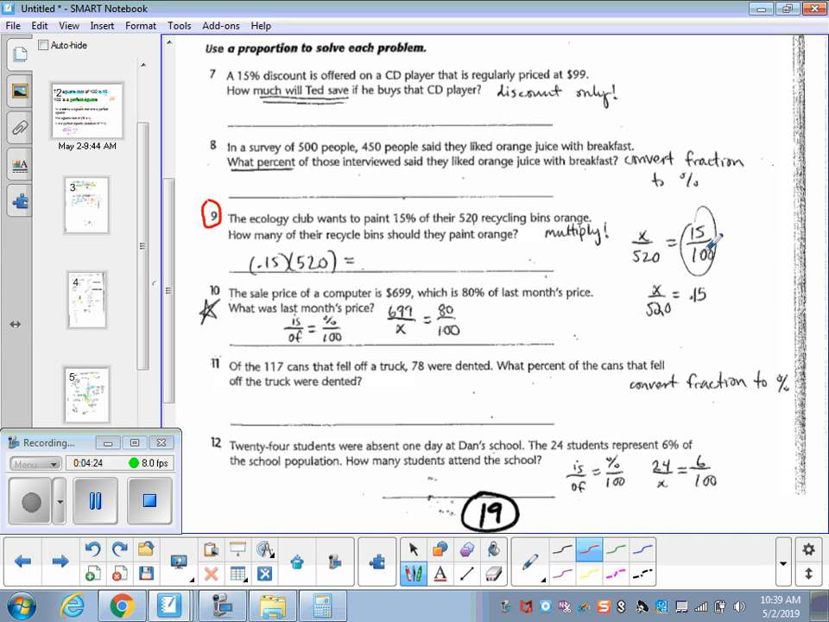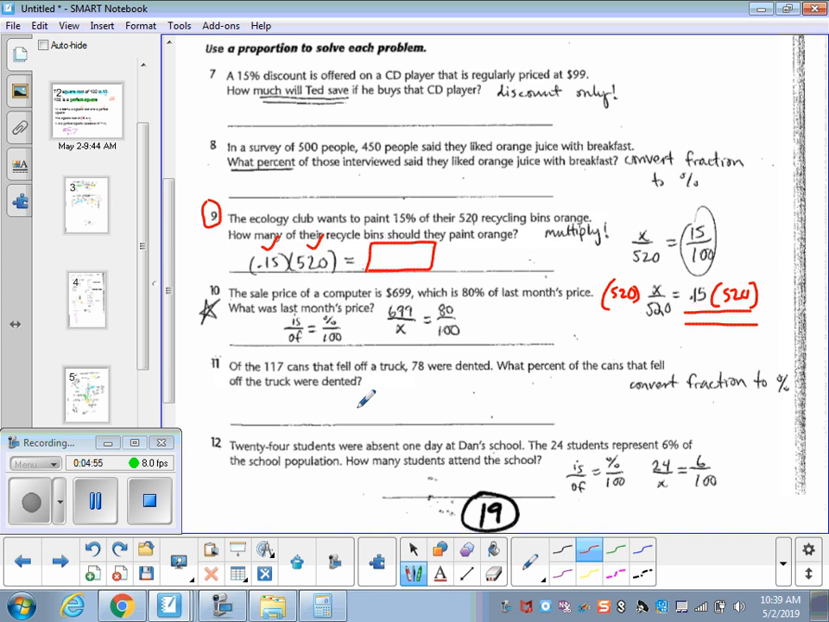Now 15 out of 100, y'all, is 0.15. And so if we're trying to solve for X, when we multiply both sides by 520, that gives us the answer. And that right there is what you guys would be doing in the calculator anyways. You'd be taking 0.15, which is 15%, times the 520. So in your calculators, you've just got your 15%, 0.15, times the 520, and that'll tell you how many bins they're going to be painting orange.